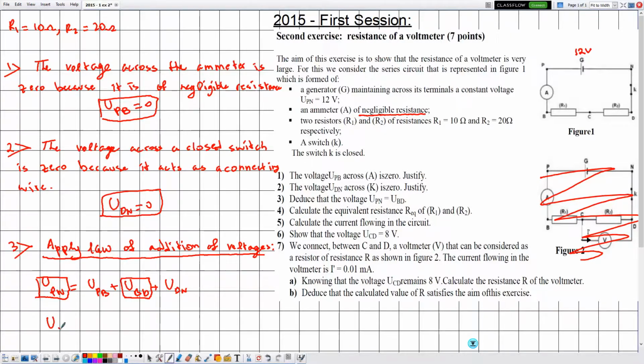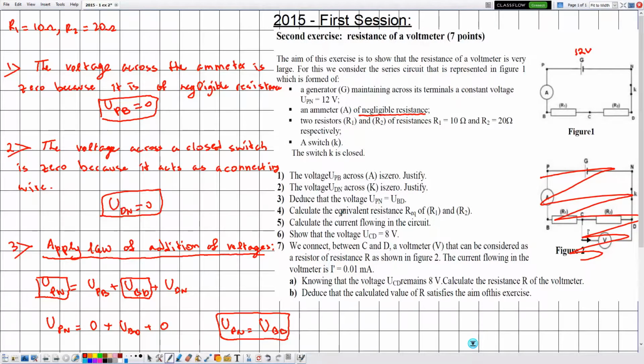Then UPN is equal to UPB, which is 0 as proved, plus UBD plus UDN, which is 0. Therefore UPN is equal to UBD. Then that's it for part 3.